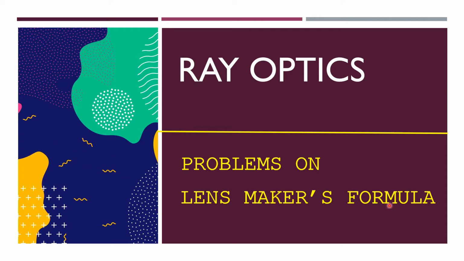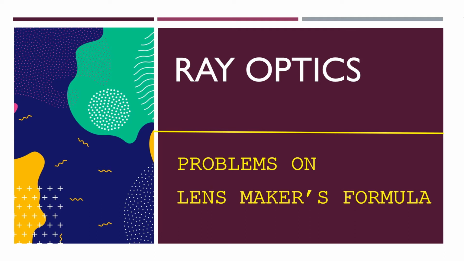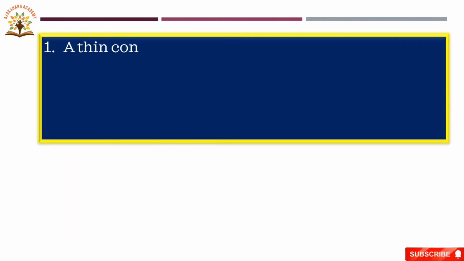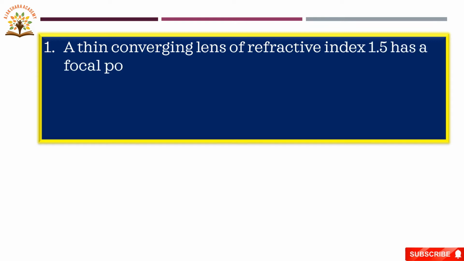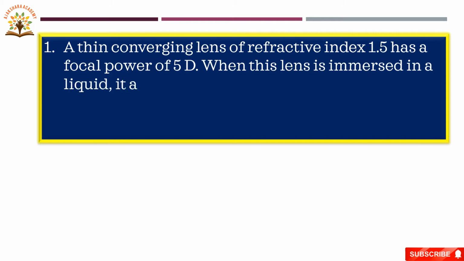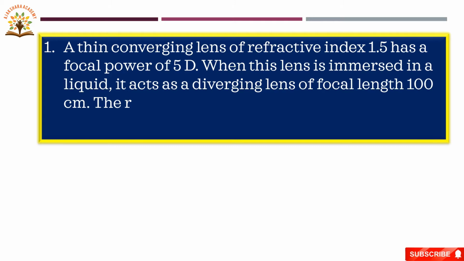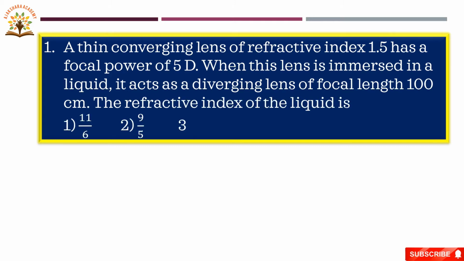Okay, let us go to today's session. First one. Question: a thin converging lens of refractive index 1.5 has a focal power of 5 diopter. When this lens is immersed in liquid, it acts as a diverging lens of focal length 100 cm. The refractive index of the liquid is, here we have to calculate the refractive index of the liquid.